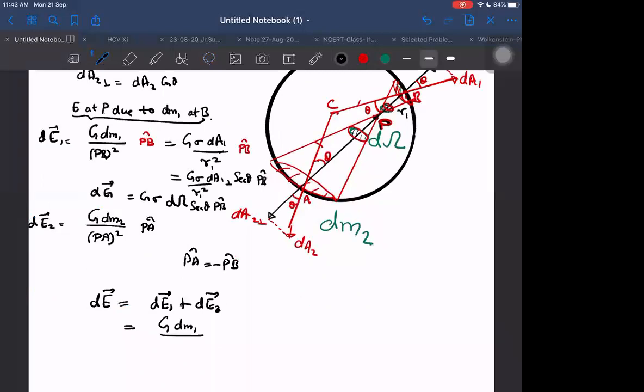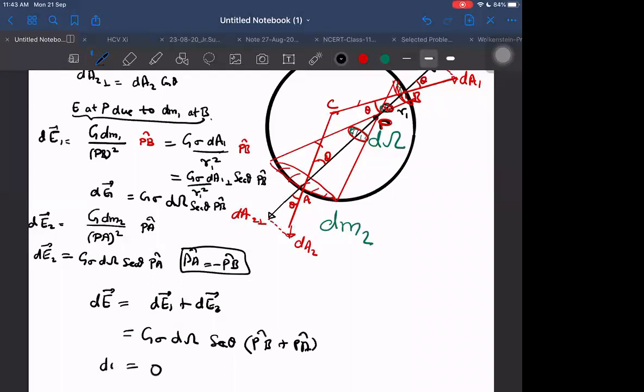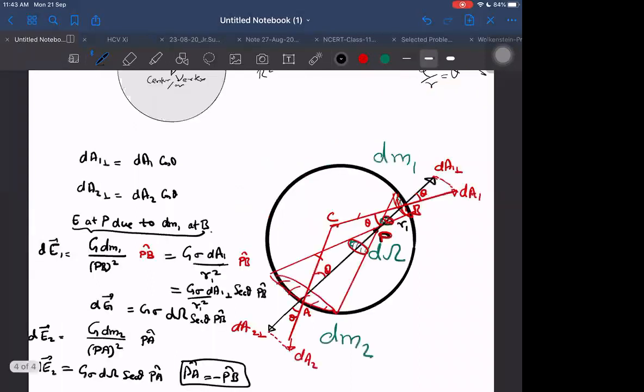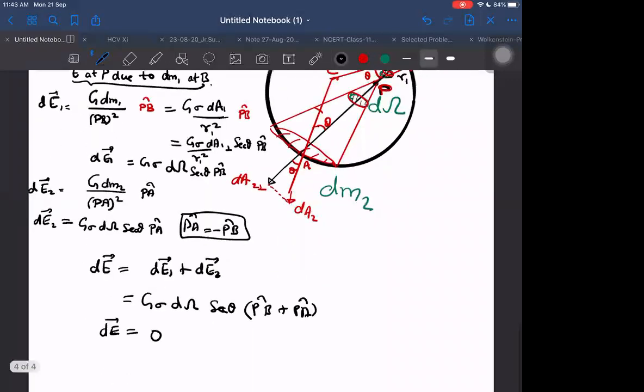Similarly, dE2 will become G into sigma into d omega into secant theta into PA cap. Now we will use this formula: G into sigma into d omega into secant theta into (PB cap plus PA cap). But these are equal and opposite of each other, so this will cancel and the total will become 0. So I can always choose opposite pairs. Any two elements I can take in opposite directions in conical form, and we are always at 0. At the vertex it will be 0.